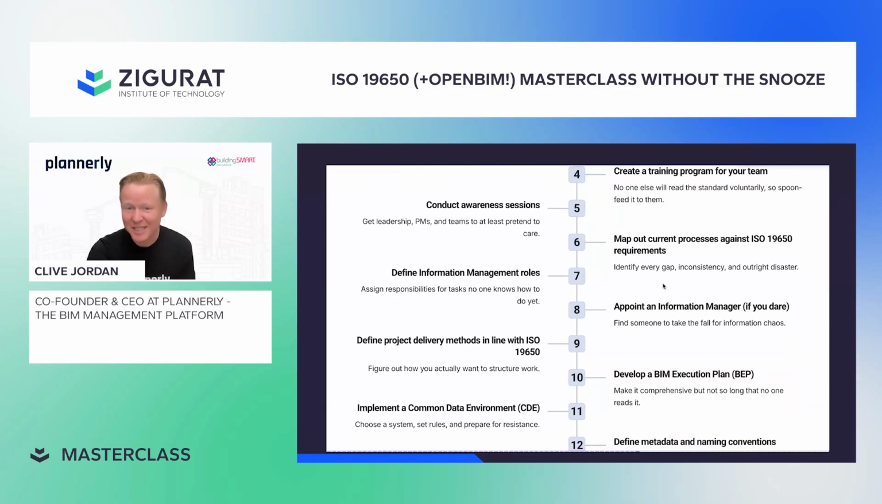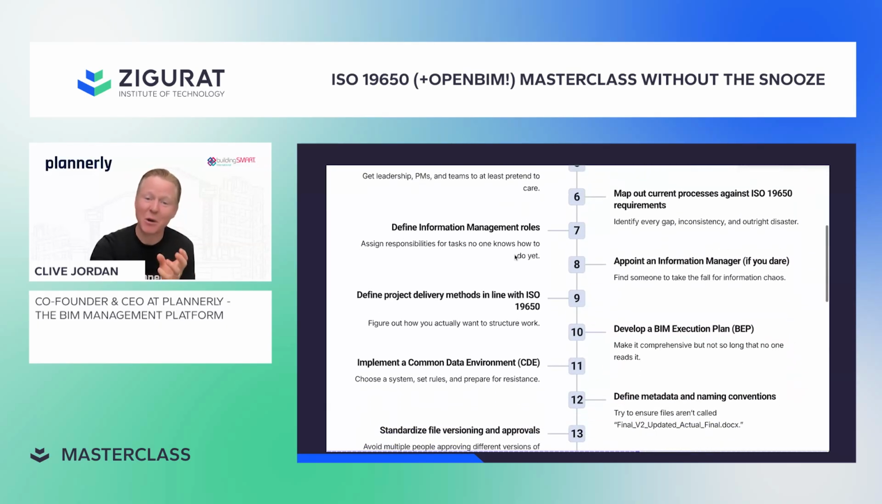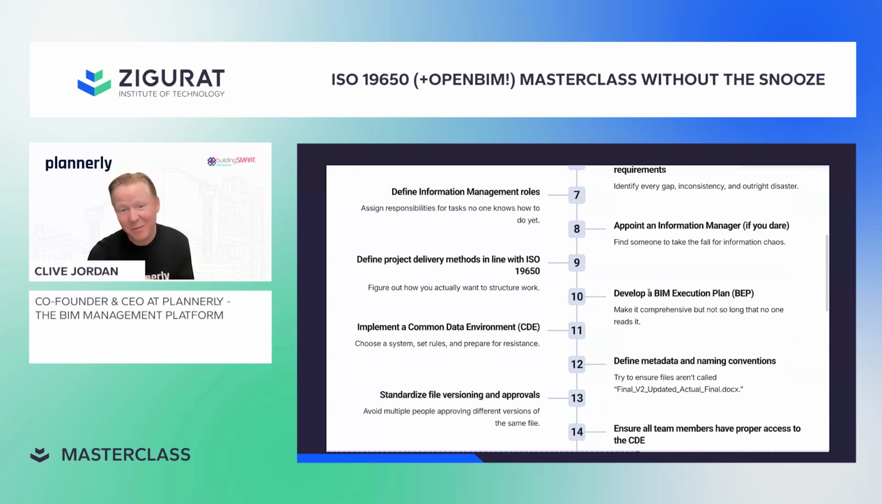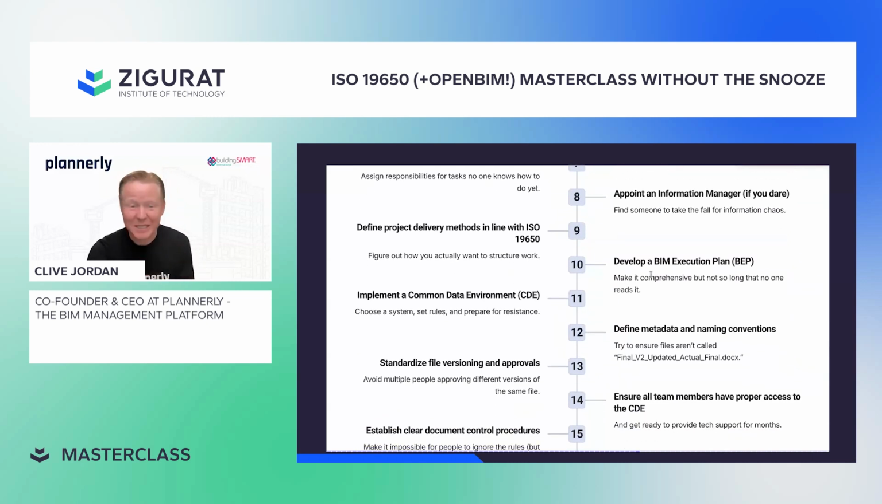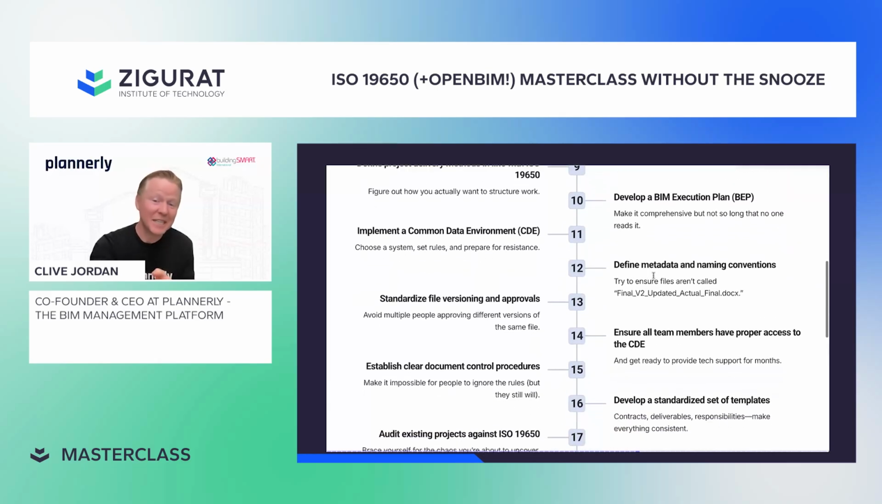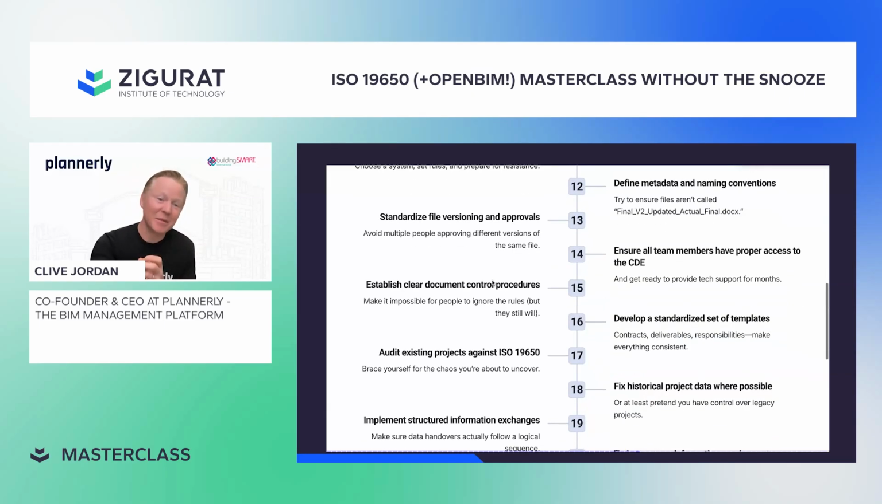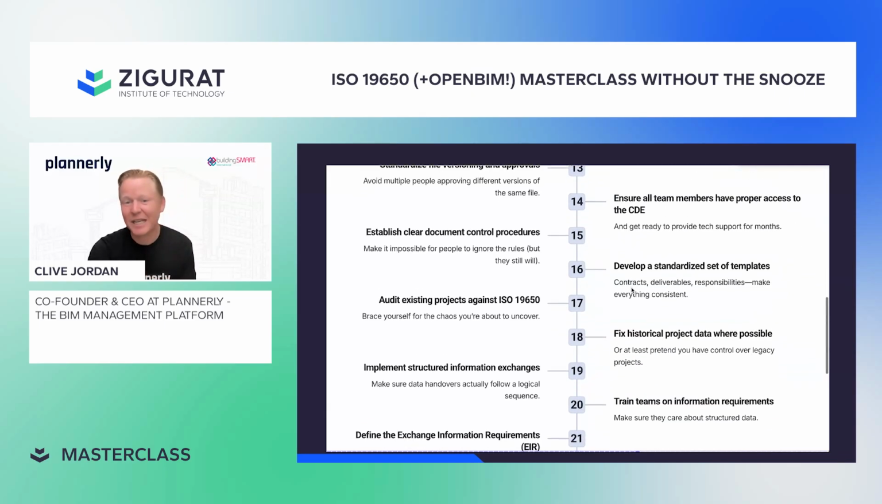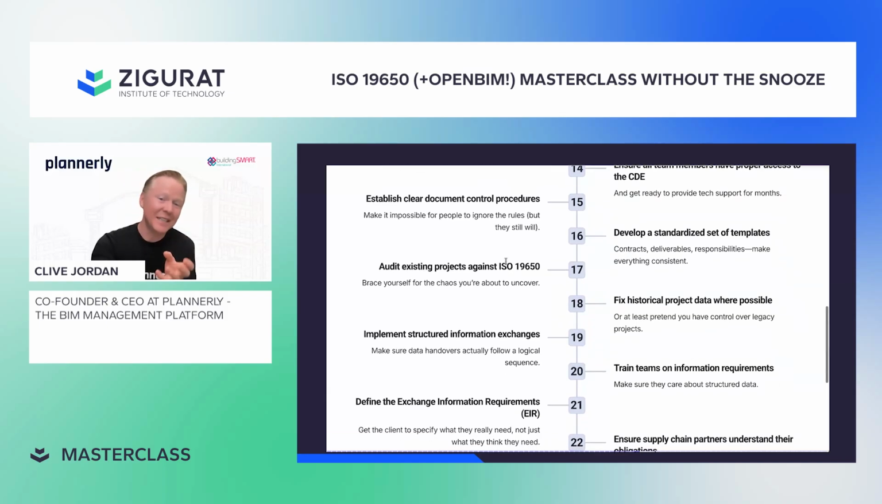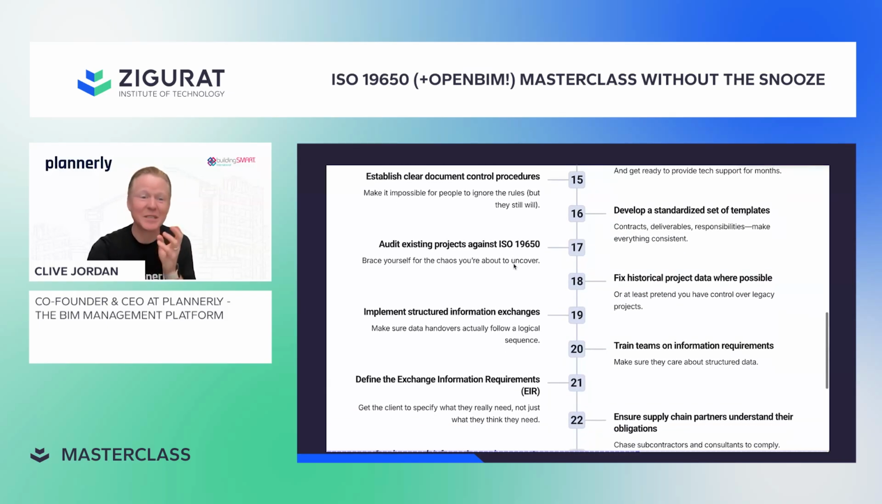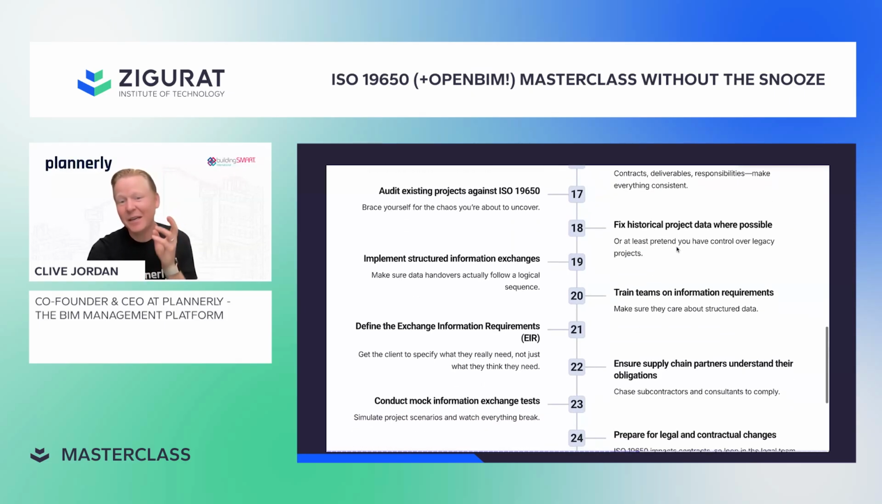You need to map out the processes, identify your gaps. You need to define roles and responsibilities. You need to appoint an information manager. You need to have templates and standards and develop your own BIM execution planning and implement a common data environment and understand file naming and metadata and making sure that files aren't named file version blah, blah, underscore final underscore. And you need to be able to standardize all of this and ensure that everyone has access to all of these things and clear documentation, clear procedures, and develop all the standards and templates and understand how to be audited and fix your historical project.